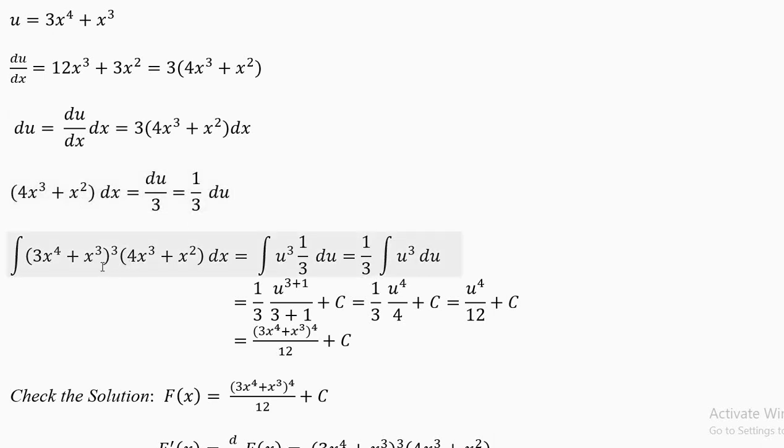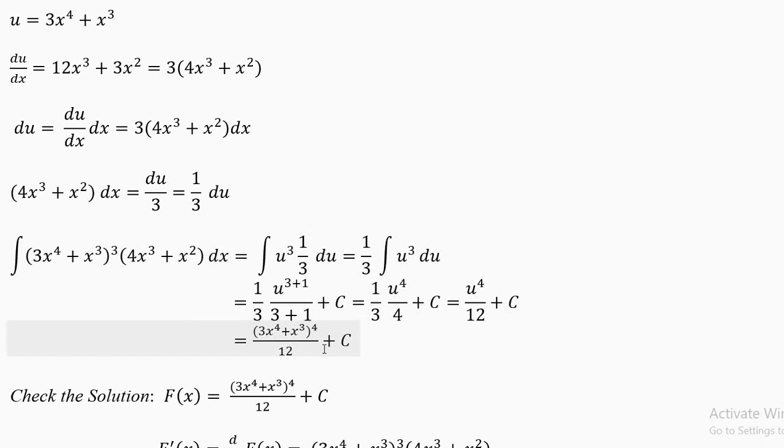Now copy your question here. It is u power 3. Just this is equal to u. So u power 3, and this quantity is 1 by 3 du. 1 by 3 will come out. You have u cube. Power 3 has a name called cube. Now integrate it. You will get u power 4 by 4. 3 into 4 is 12. You have u power 4 by 12 plus c.